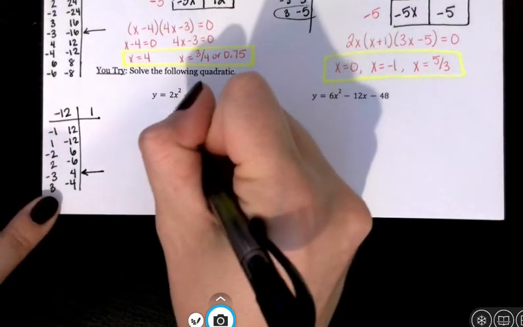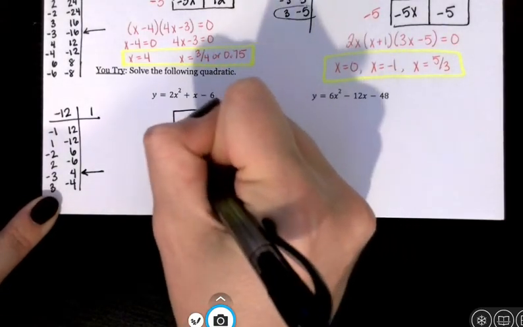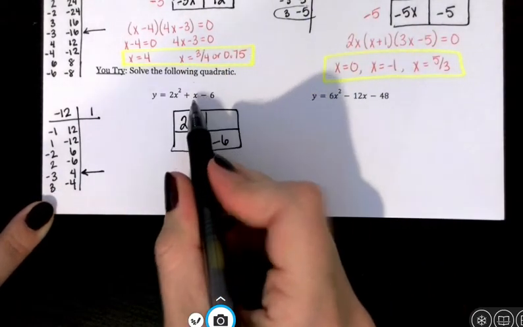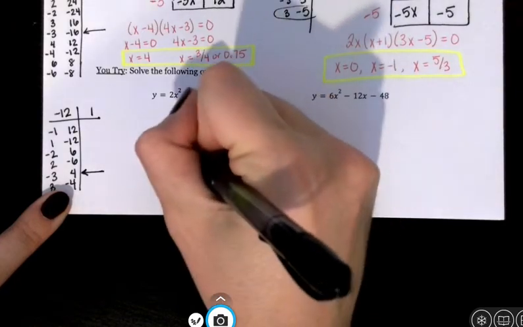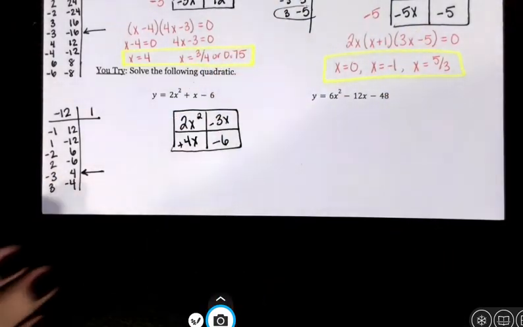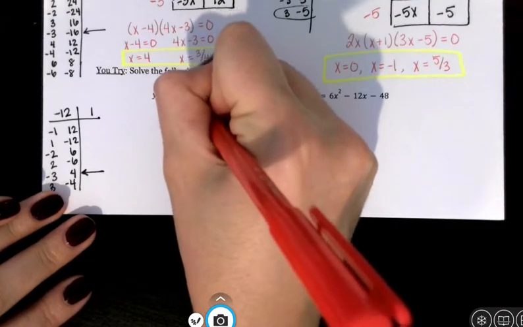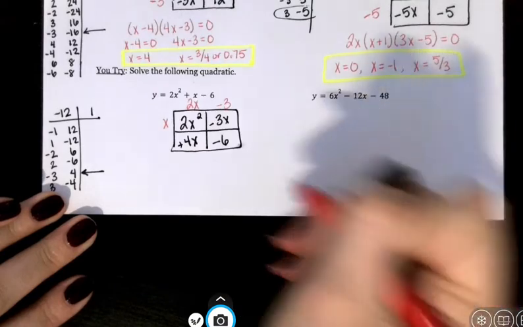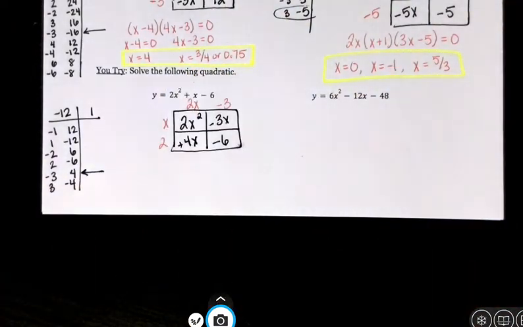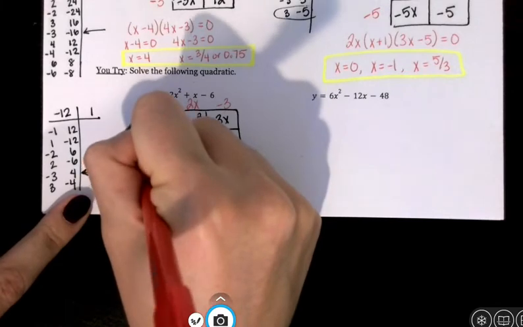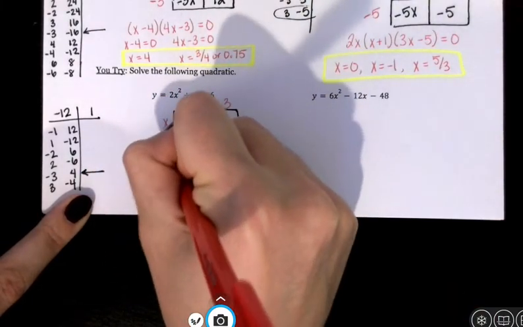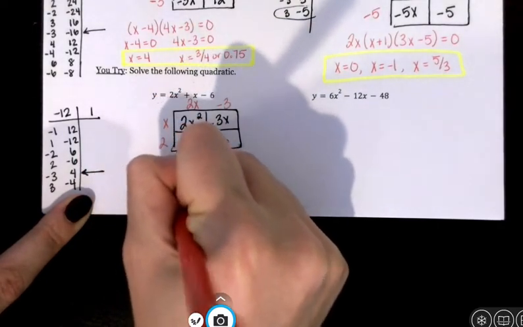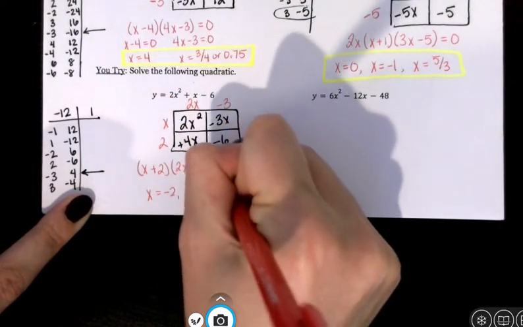So I do my reverse box method. My first term, my last term, and then my middle term is split, so I have negative 3x and positive 4x. So I pull out my GCF for each column and row. So I have x plus 2, 2x minus 3. So I would get x equals negative 2, and then x equals 3 halves, or 1.5.